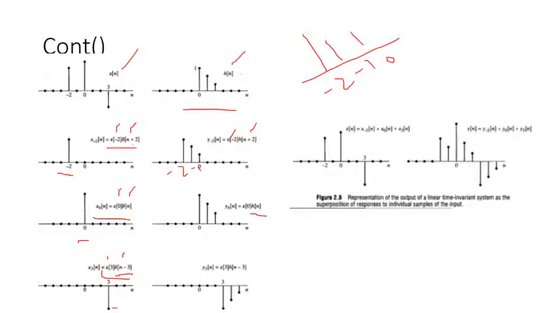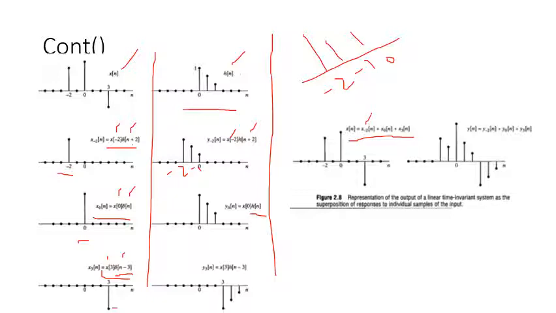So what is happening over here? This is the input, this is the response. The input is broken into x of minus 2, x of 0, x of 2. Because the system is LTI, we can tell what the output is.